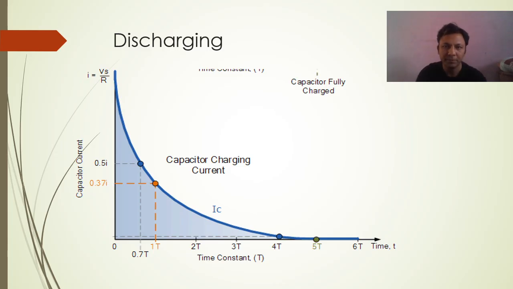This is the capacitor. This is a time constant, and at the discharging time, when you open the switch, the voltage will decrease. The charge will decrease whenever the time increases. So this is called the discharging time.